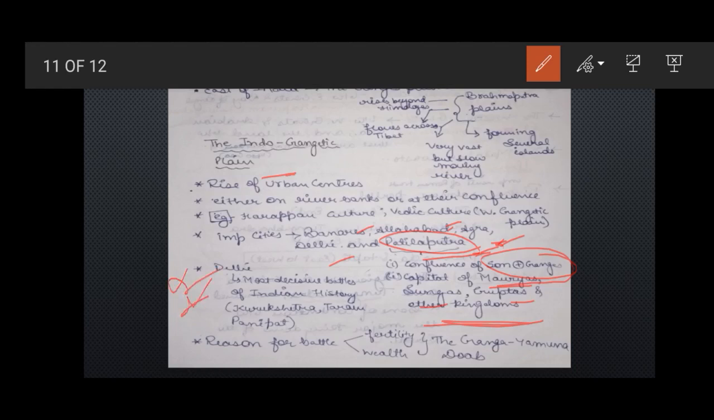Now, these are considered the most decisive battles in Indian history, like Kurukshetra, Tarain, and Panipat. The reason for all these battles is fertility as well as wealth, because the city Delhi is present in the Ganga-Yamuna Doab. And the definition of Doab I have already told you in the previous slide.